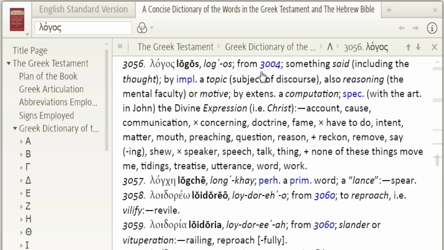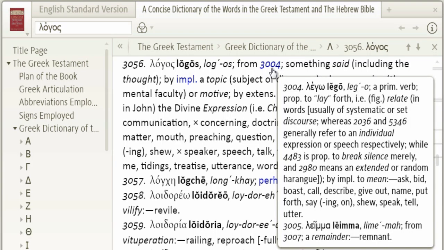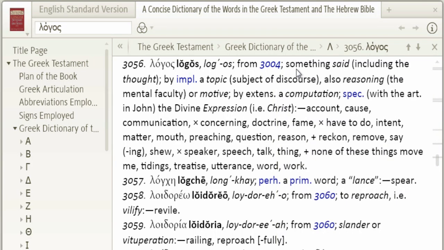We also have links to another article in this dictionary, to related words. And what follows in the rest of this is information about how the word is translated, what sort of senses of uses it has. And you'll notice the article contains glossary definitions or translations of how this word is used, and its scope is limited to just the New Testament.